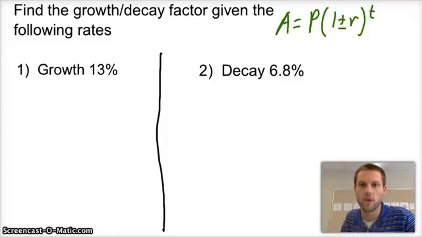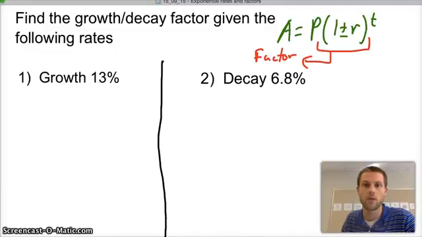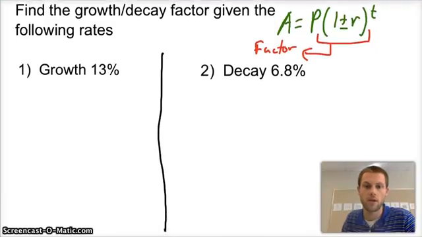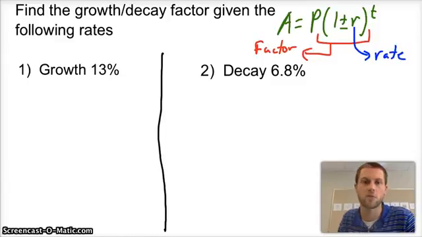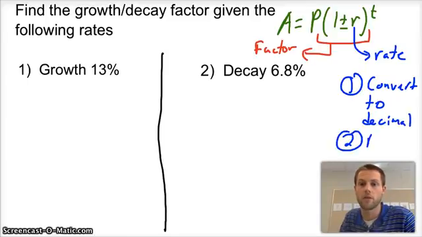So in just a review here, the growth or decay factor is this entire piece, all that stuff that's inside of these parentheses. All of this makes up my factor. The growth or decay rate is just what this R is. And this rate is expressed as a decimal. So really, when we're trying to find the growth or decay factors, we need to first convert to decimal. And then after we convert to decimal, we're basically just going to plug it in for R.